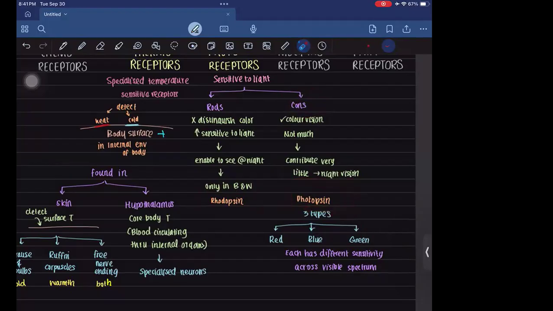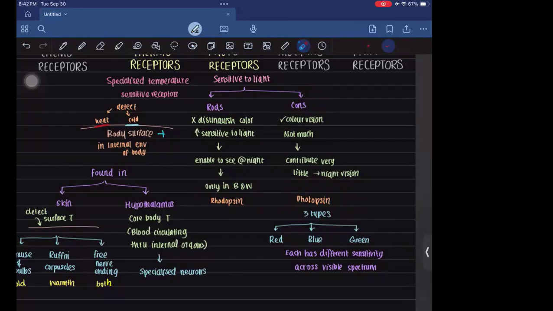So what are rhodopsin and photopsin? They are visual pigments present in the photoreceptors. They are the ones which will be helping for the function of rods and cones. So, not a photosynthetic pigment, the visual pigment in rods is rhodopsin, and the visual pigment in cones is photopsin.